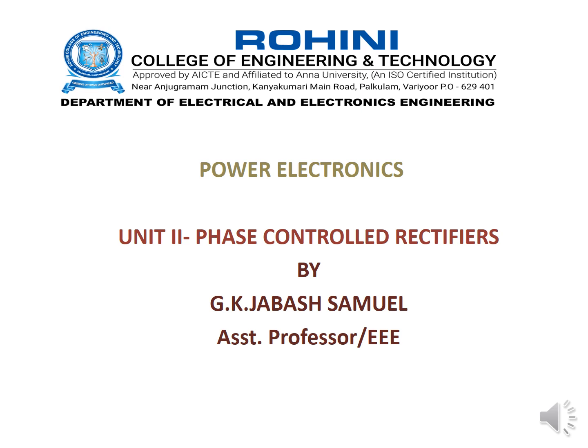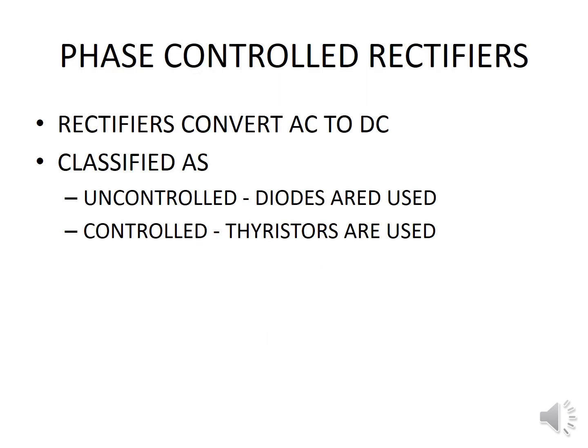So today we are going to discuss the topic, the basis of phase control rectifier. So what do you mean by rectifier? Rectifier is a device which converts AC voltage into DC voltage. Rectifier is further basically classified as uncontrolled rectifier and controlled rectifier.